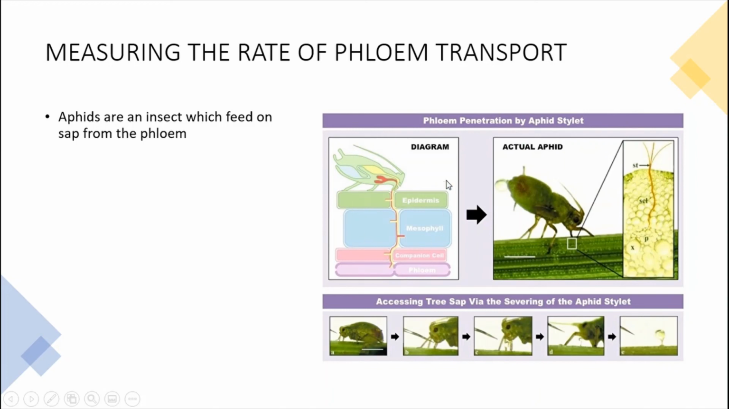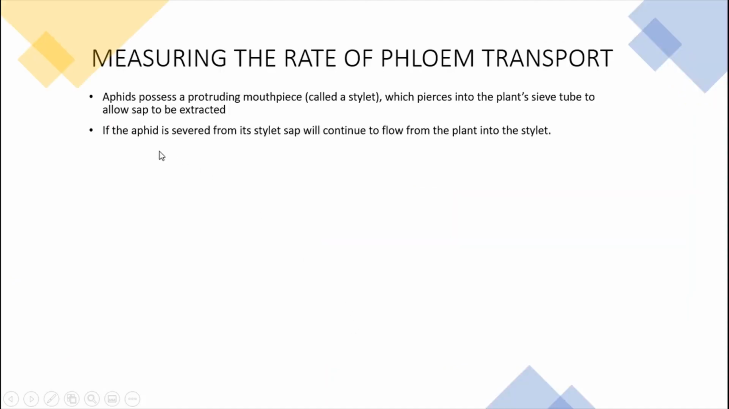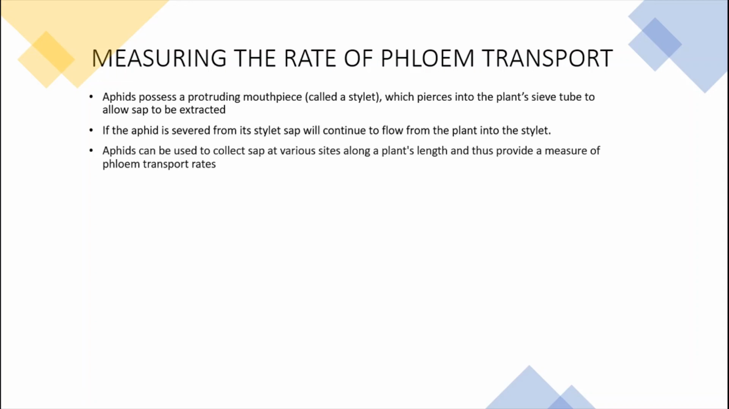Then if we look at the diagram, we can see that this stylet pierces the epidermis, it pierces the mesophyll, and goes right down, even piercing the companion cell, going right into the phloem to drink the sap straight from the phloem. This image is also from BioNinja. So if the aphid is severed from its stylet, the sap will continue to flow from the plant into the stylet, into that mouthpiece. So aphids can be used to collect sap at various sites along the plant's length, and then we can use this data to measure the rate of phloem transportation.